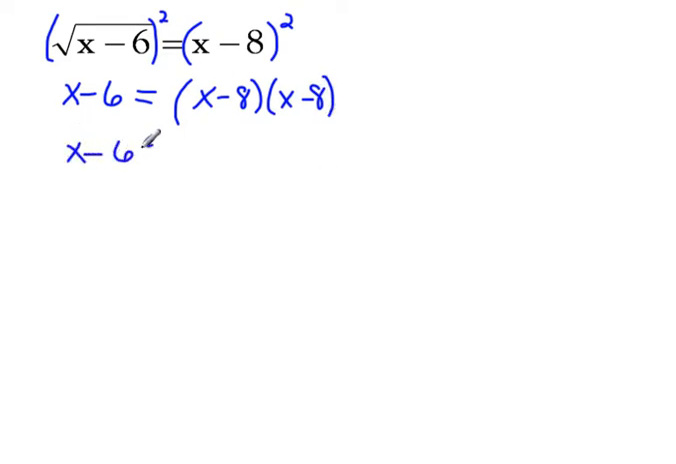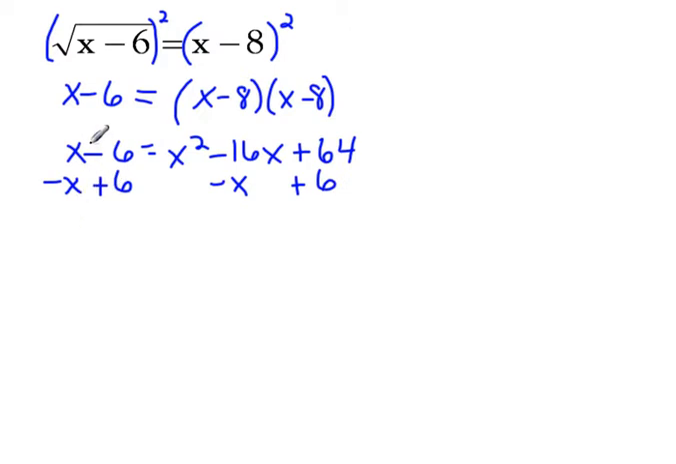So when I FOIL that out, I'm going to end up with x squared. Inside and outside give me minus 16x. And then negative 8 times negative 8 is plus 64. Now I'm going to bring everything to the right side. Since we have an x squared, we need to bring everything together. So then I end up with 0 on the left side equals x squared minus 17x, and that's going to be plus 70.